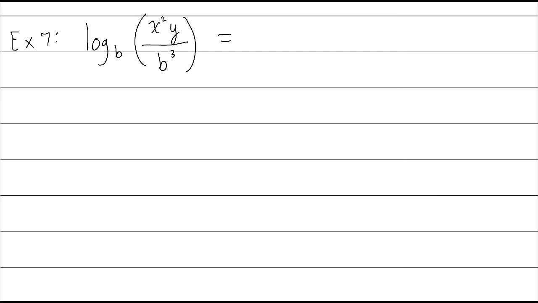So this is going to be, let's say the top is red, log base b of x squared y minus the bottom, log base b of b to the third power. Okay, hope that makes sense, right? That's the quotient rule. You change a quotient or division into subtraction. Okay, great. Now, take this one piece at a time.